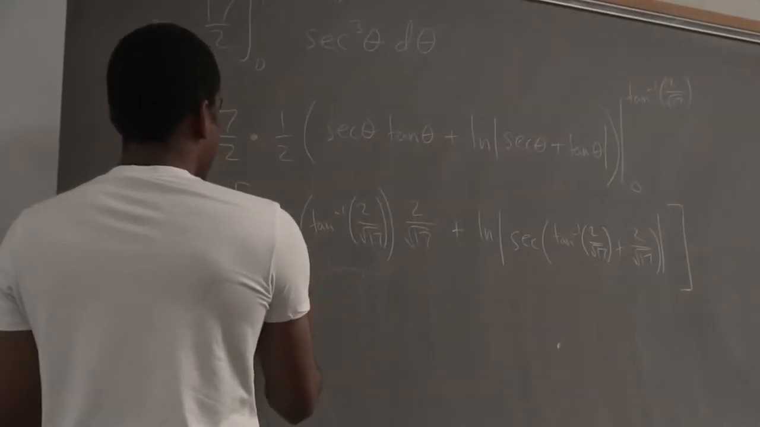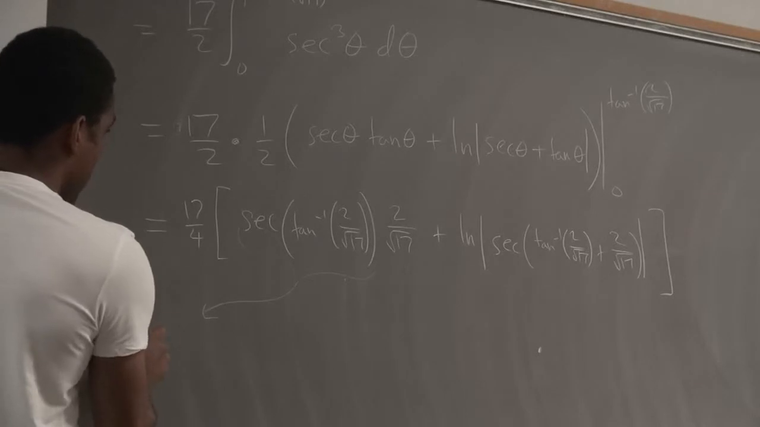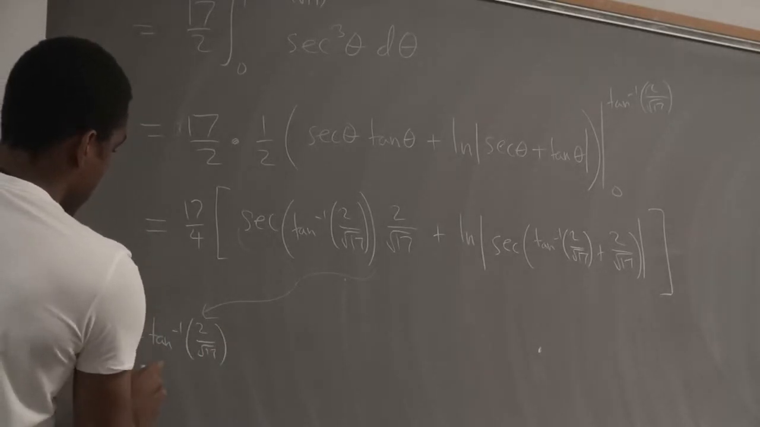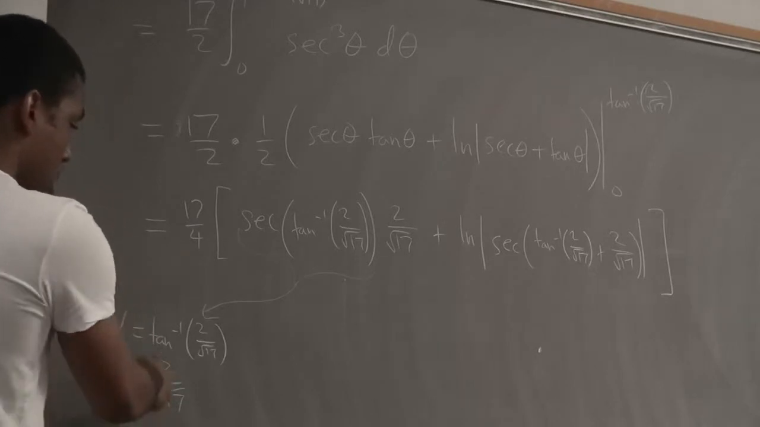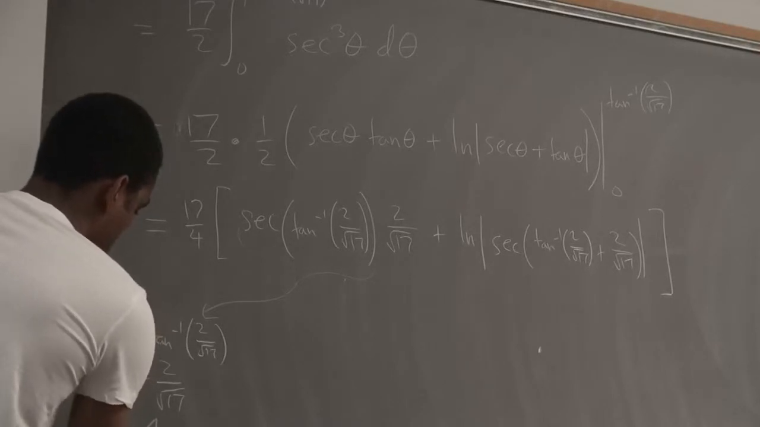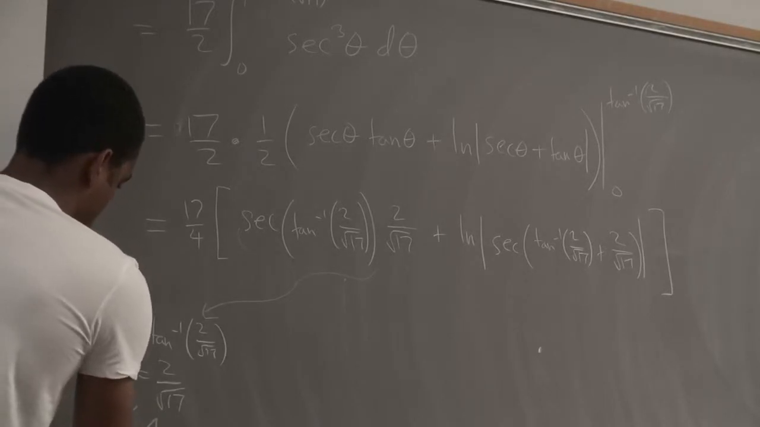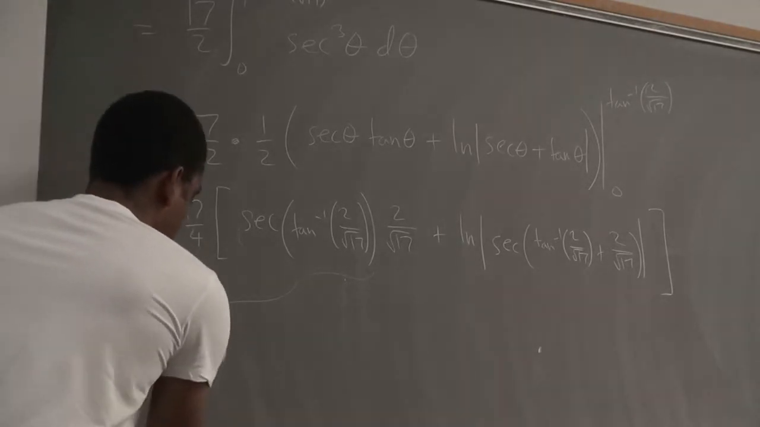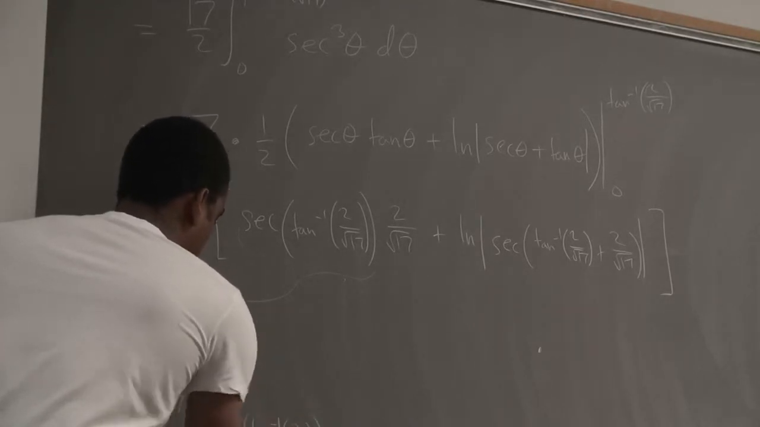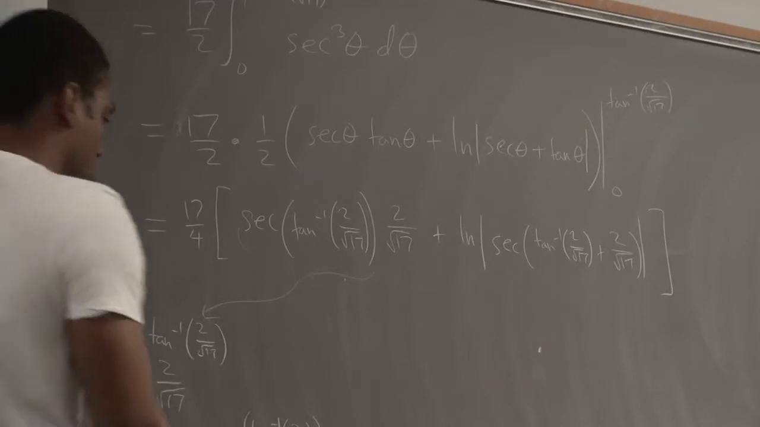You guys remember how to figure out this guy? It involves a right triangle somehow. You can say alpha equals tan inverse of 2 over radical 17. So this means that tan alpha equals 2 over radical 17, which is opposite over adjacent, so you can form a right triangle with alpha. The hypotenuse would be this squared plus that squared, so it's 17 plus 4, so it's radical 21. Which means that secant of tan inverse of 2 over radical 17 is really just secant of alpha, which is hypotenuse over adjacent.